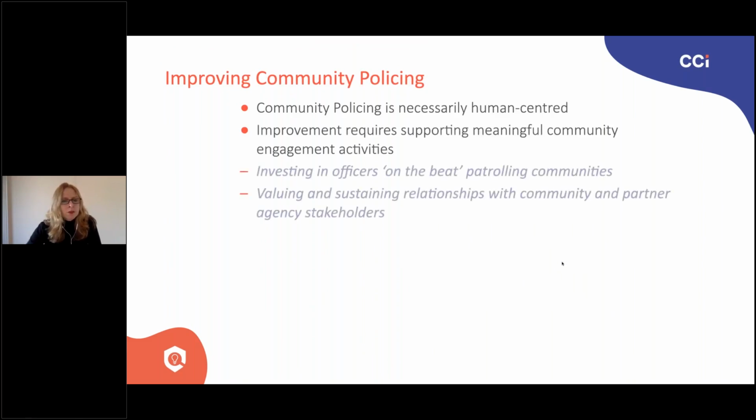But when it comes to improving community policing, what we believe is that community policing is necessarily human-centred. Improvement requires actually supporting meaningful community engagement activities. So it means investing in officers on the beat, patrolling communities, valuing and actually sustaining the relationships that they have with the community and with other key stakeholders.